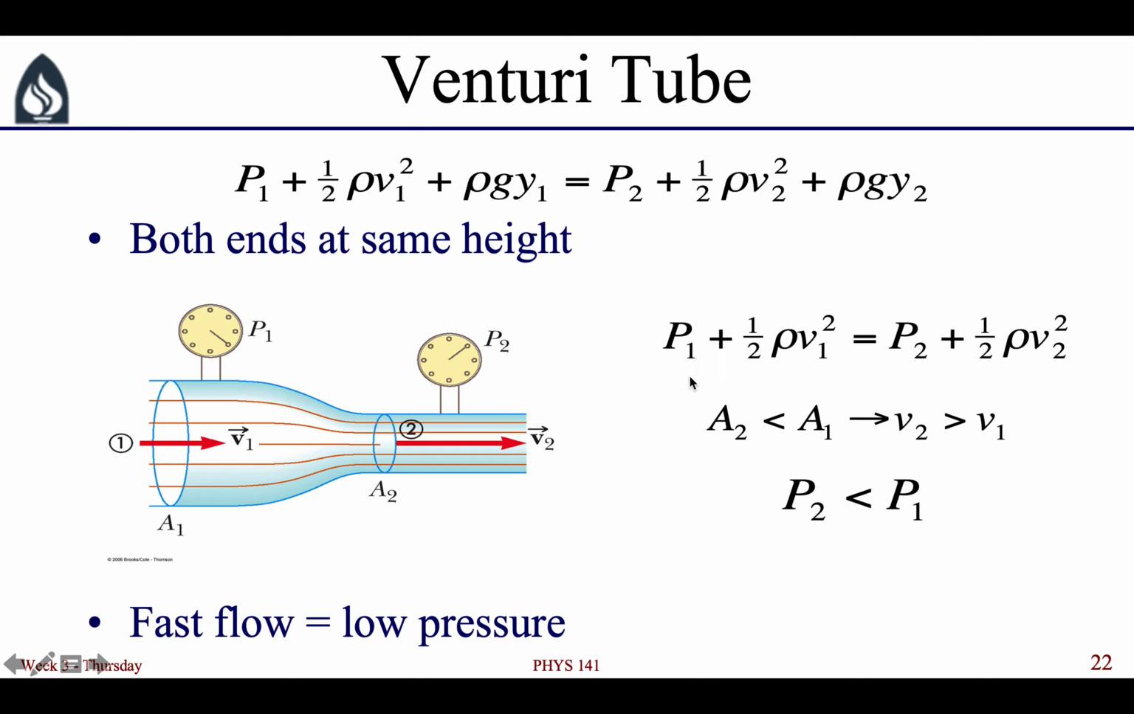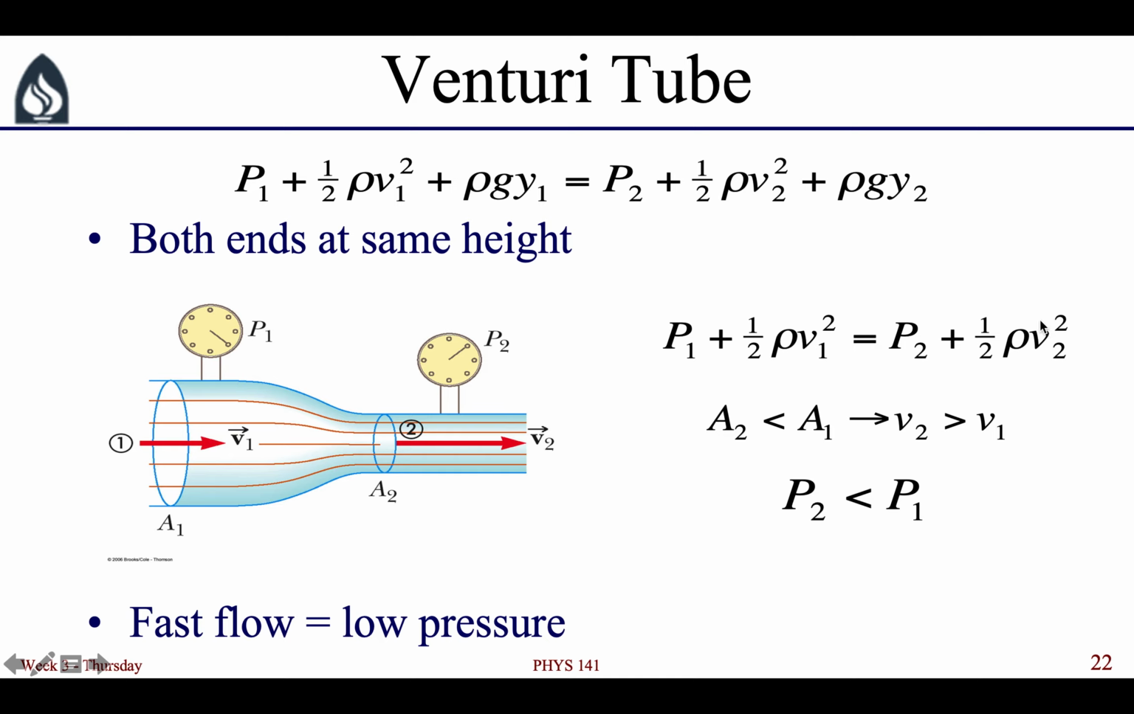The thing that's special about the Venturi tube is that the cross-sectional area of the pipe changes, and A2 is less than A1. Since we know that A2 is less than A1, whenever a tube constricts and the cross-sectional area gets smaller, the fluid will speed up. So V2 is going to be bigger than V1. As the fluid flows through, the area gets smaller, and the velocity of the fluid gets faster.